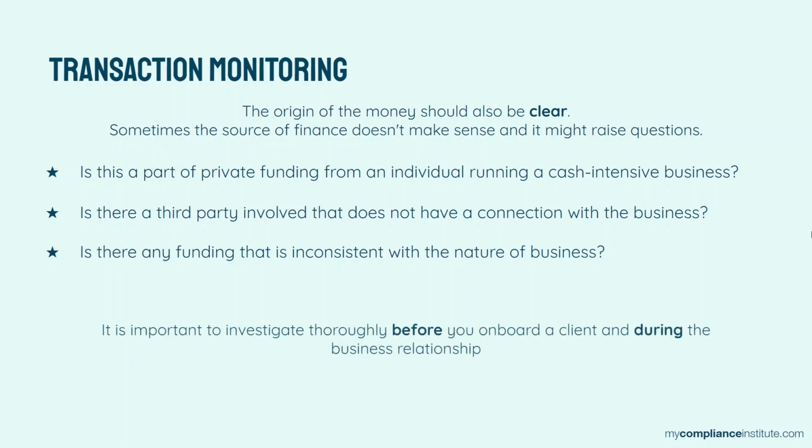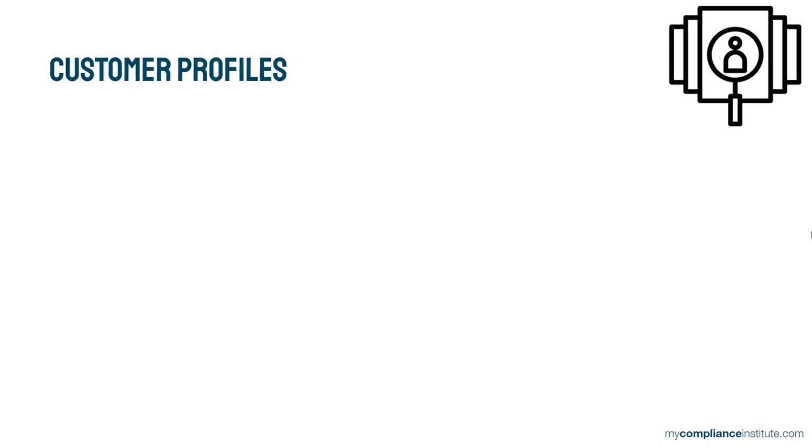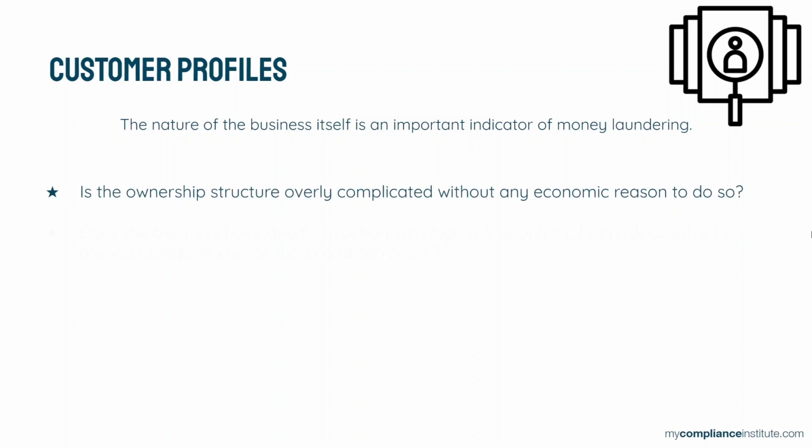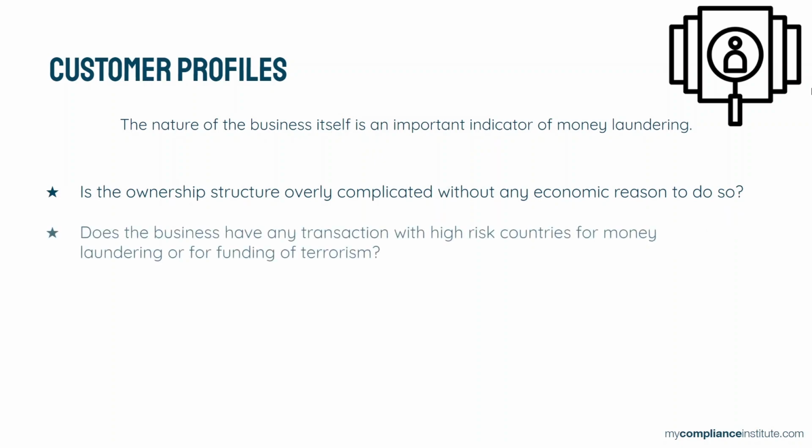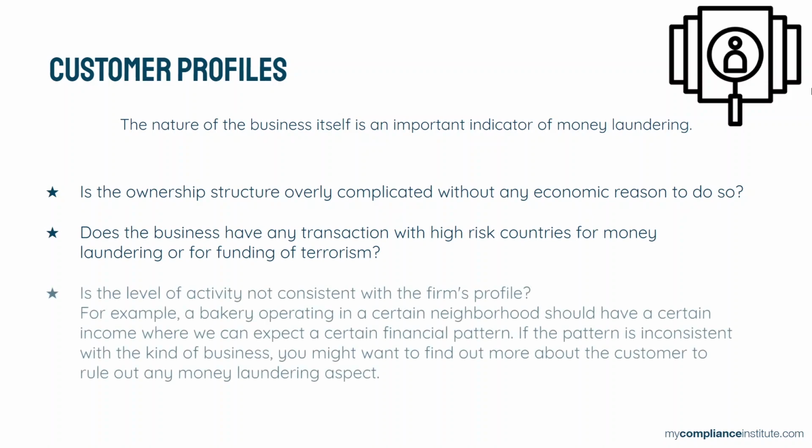Thus, it is important to investigate thoroughly before you onboard a client and during the business relationship. Lastly, investigate customer profiles thoroughly. The nature of the business itself is an important indicator of money laundering. Look at the way the business is conducted and find out: is the ownership structure overly complicated without any economic reason to do so? Does the business have any transaction with high-risk countries for money laundering or for funding of terrorism? Is the level of activity not consistent with the firm's profile?